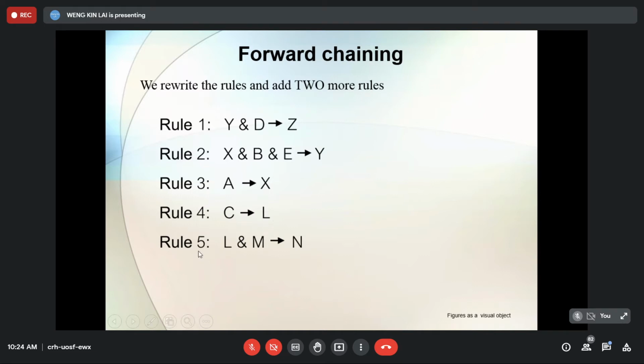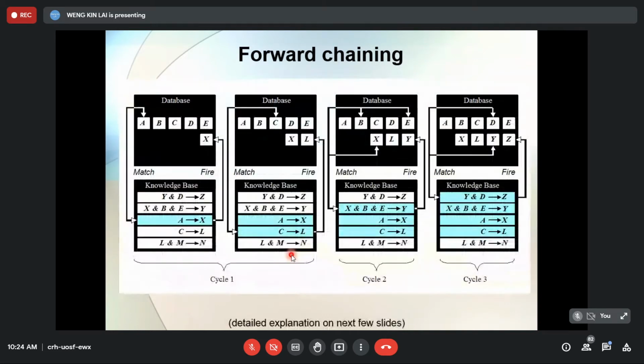Then the next one, rule number 5. These are the two new rules. If L is true and M is true, then N is true. Now, how does it work?